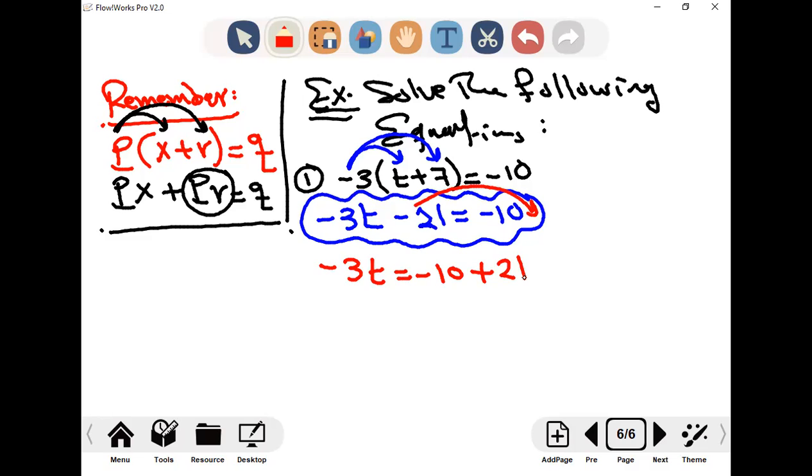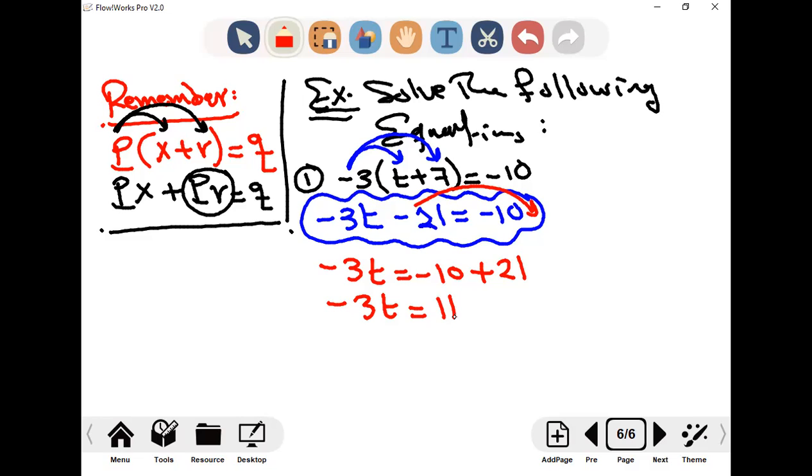Now, negative. Now, what is negative 3? It is not a 3. Do you see that it is negative? Excellent. Negative 3.